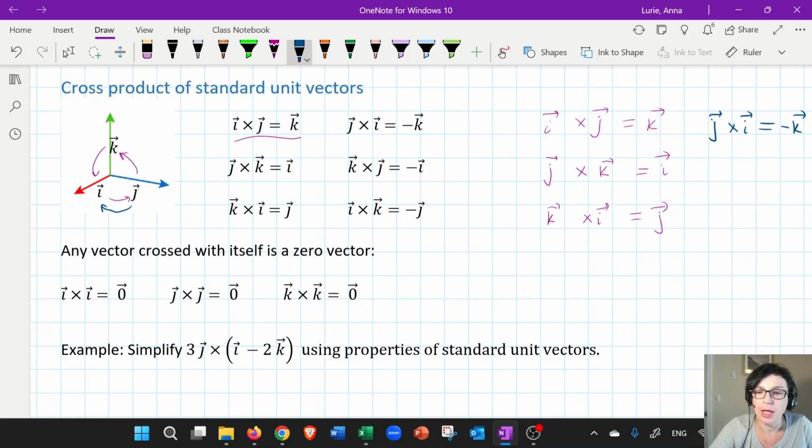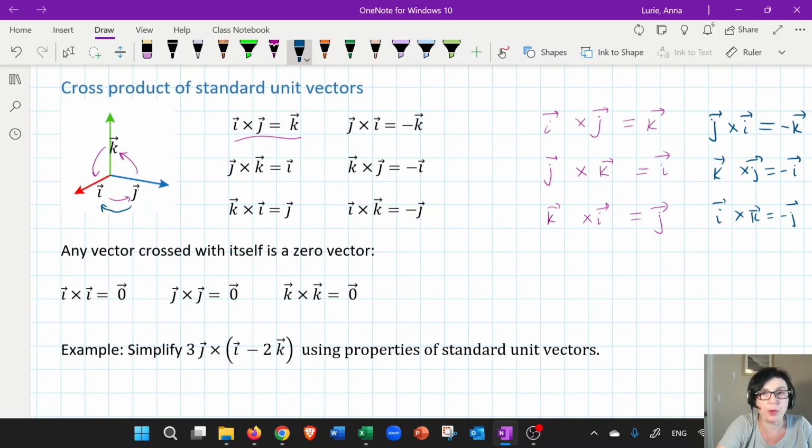Okay, and then j cross k is i, so k cross j would be negative i. And then same thing here, k cross i is j, so if you switch them, i cross k equals negative j. So I just rewrote what you see right here, just to explain to you how you can come up with it without actually memorizing any formulas.